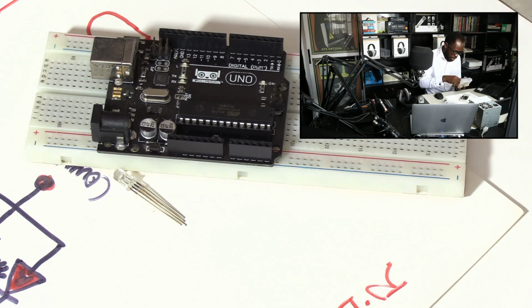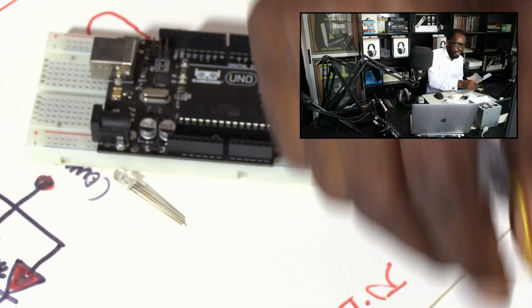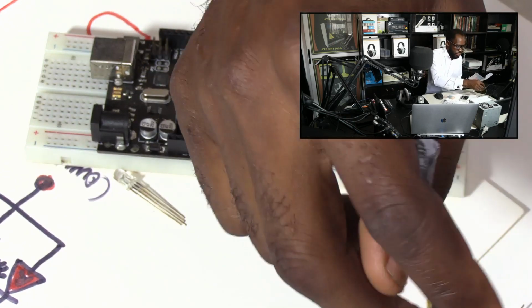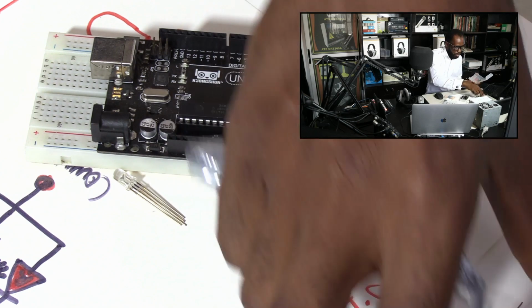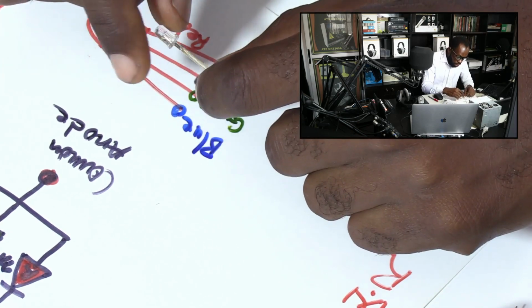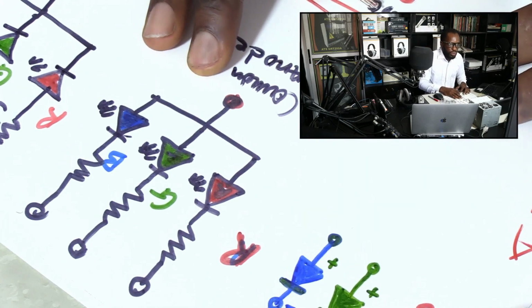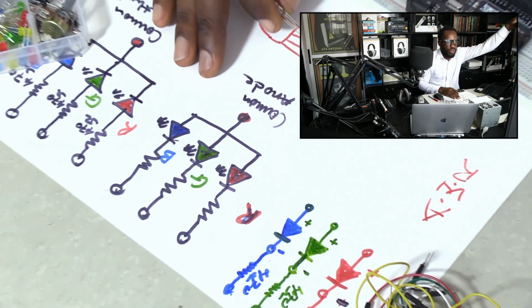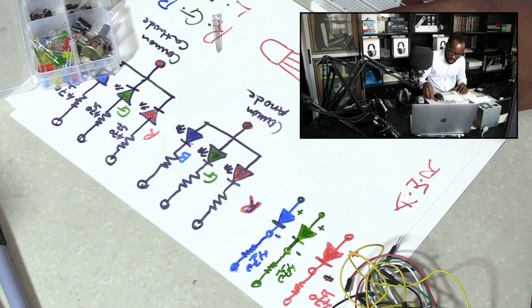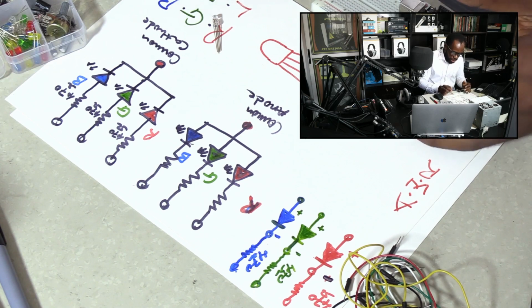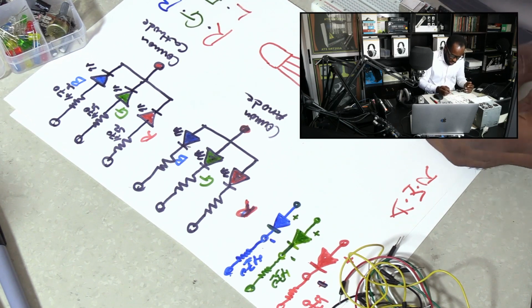This is it, and all our jumpers. Let me drop them. This RGB LED, we have the common anode. Let me just use this to explain what I'm saying. You have the common anode and you have the common cathode LED. I think the one I have is the common cathode LED.